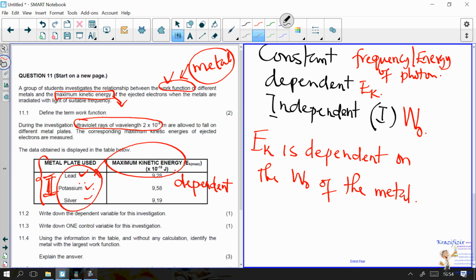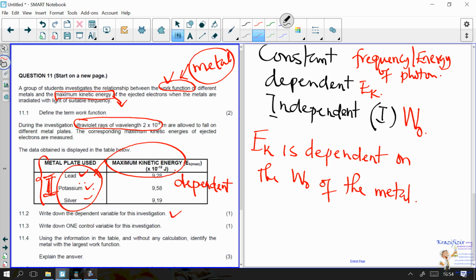So write down one dependent variable: kinetic energy. Write down one control: frequency.